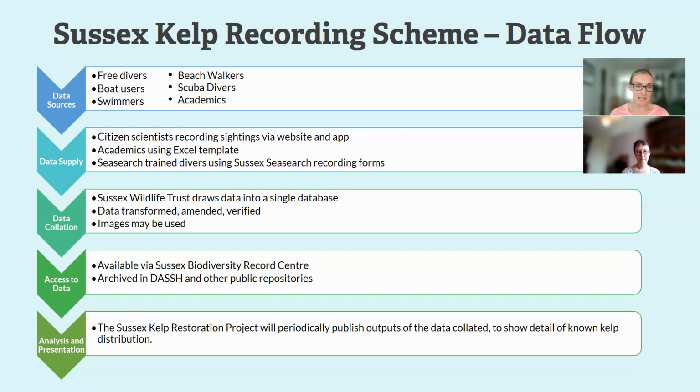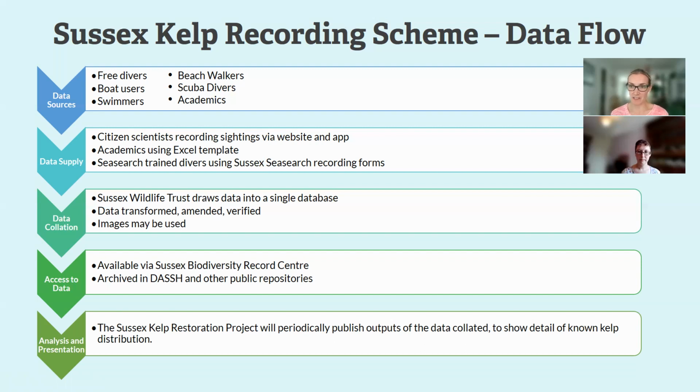And then once that's all been collected and put together in that one database, it will go to the Sussex Biodiversity Record Centre, which just so happens to sit at Sussex Wildlife Trust. So that's really, really useful. We're also going to archive it in Dryad, which is a public repository, which allows us to store our data in the long term. It's future-proofed, it's really, really safe in there. So it's a really great place for it to be stored in the long term.